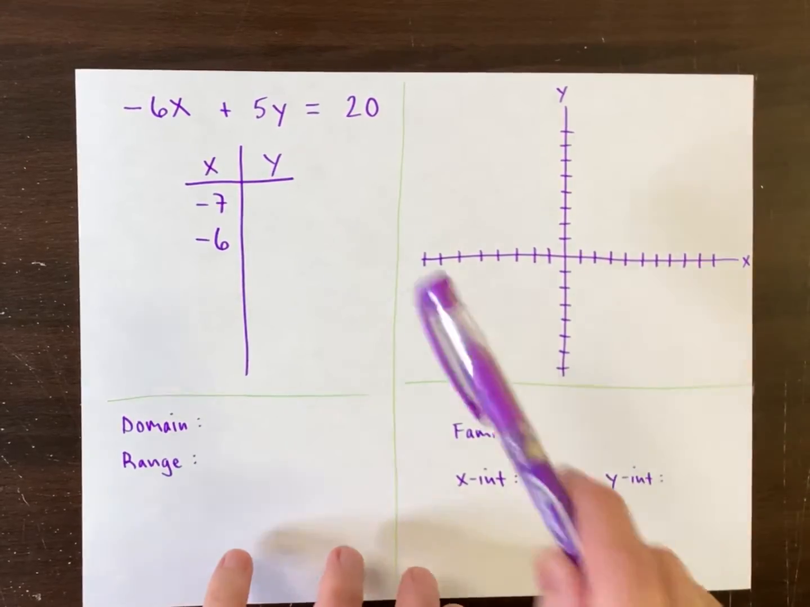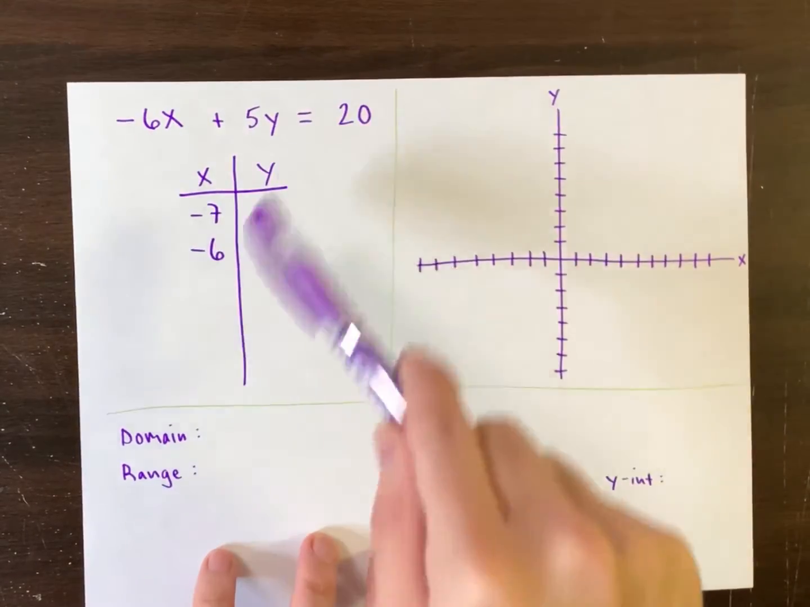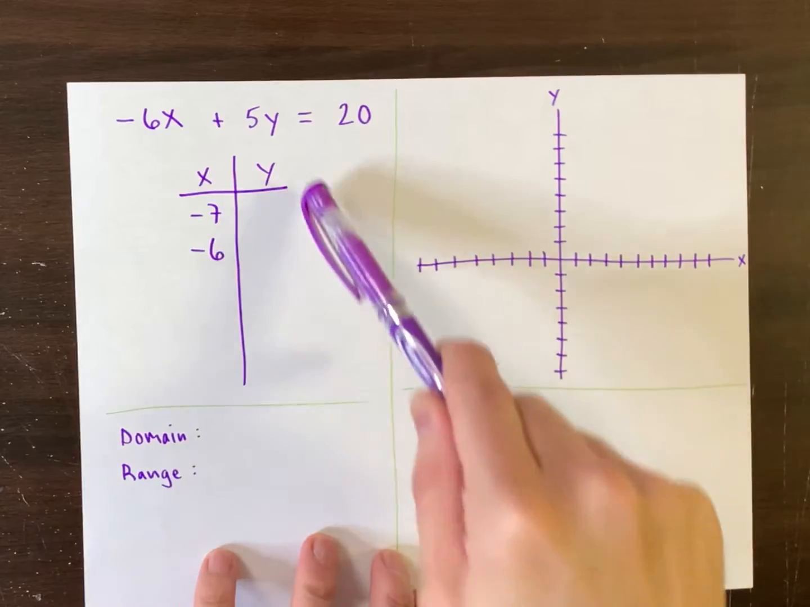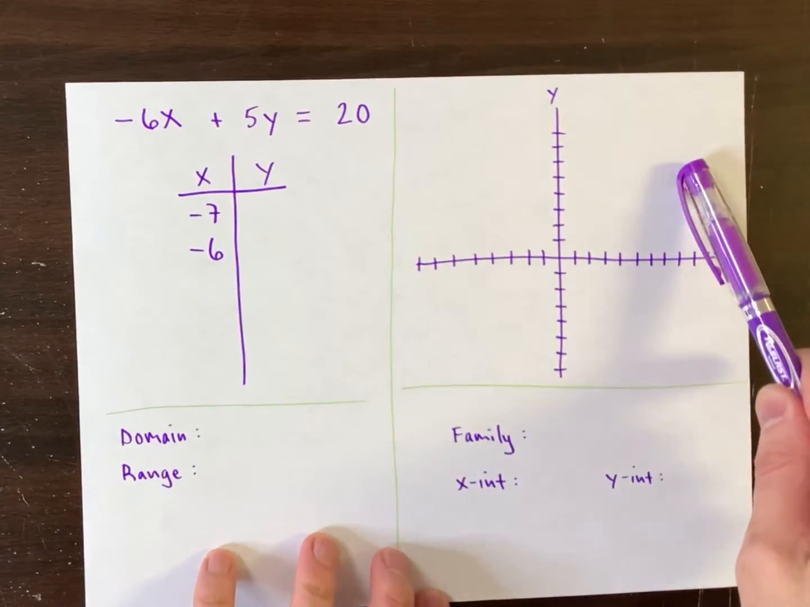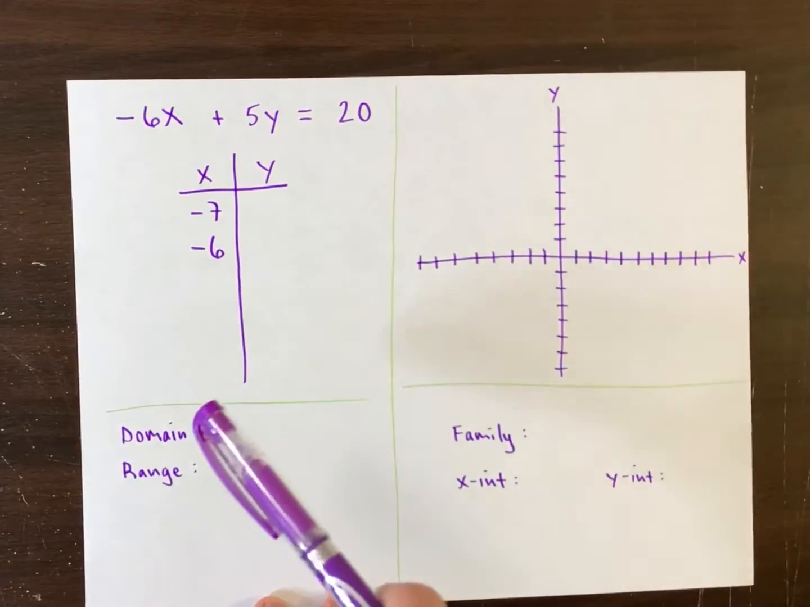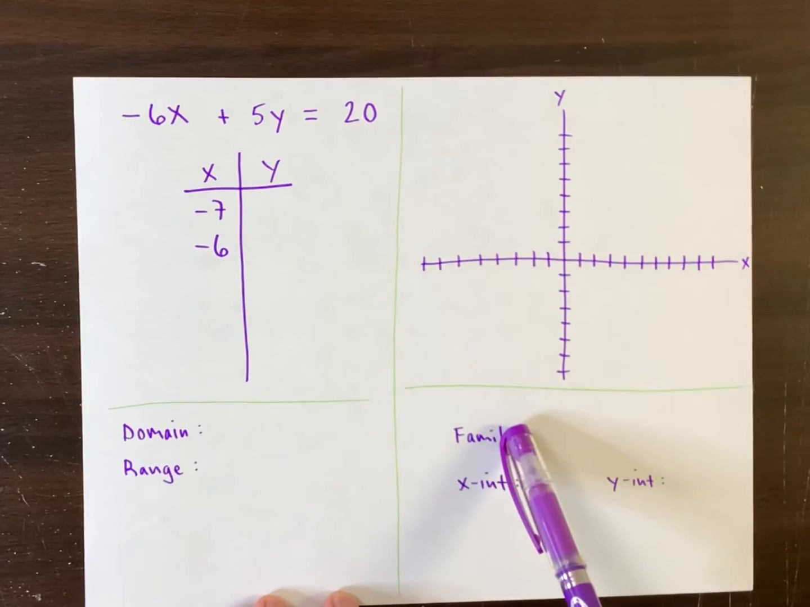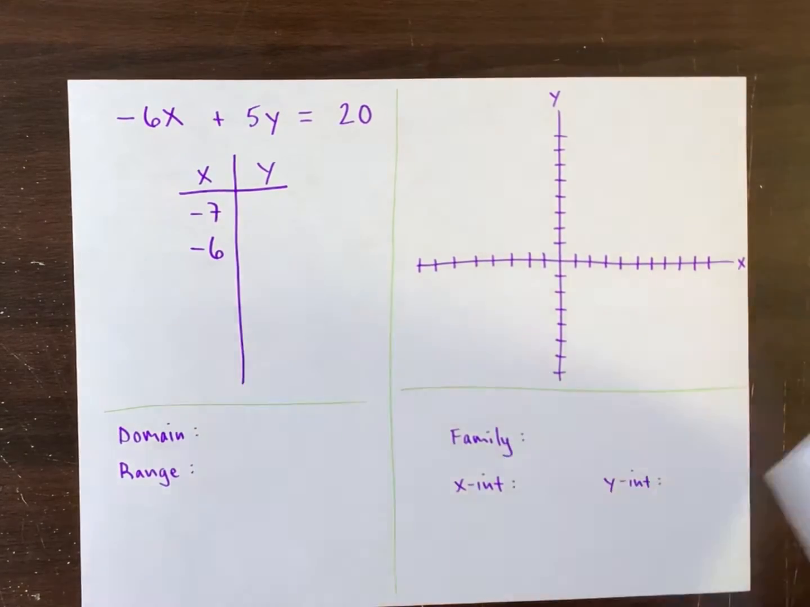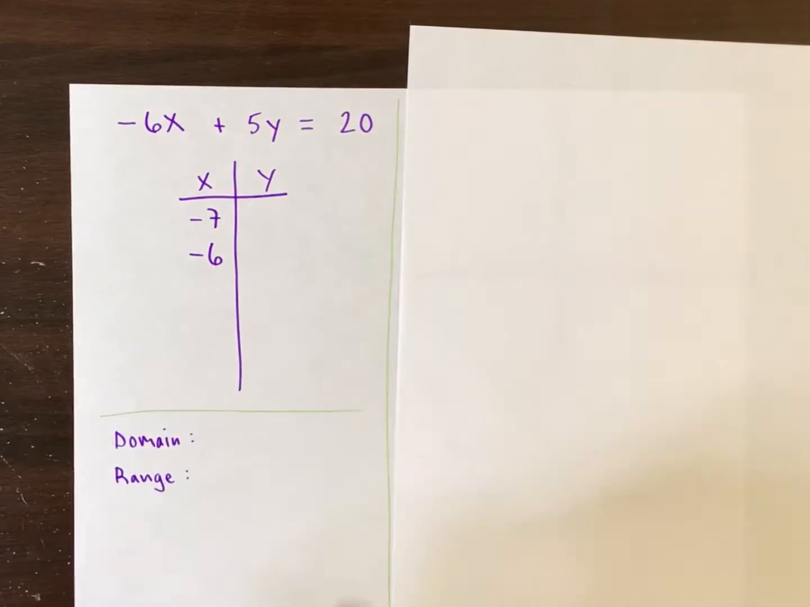Okay, so let's say that given this linear function, we want to complete a table of values. Then we'll use the table to make a graph. And based on the graph, we'll identify the domain, range, the family of functions, and the intercepts. Let me use this paper as scratch. So let's fill out the table first.